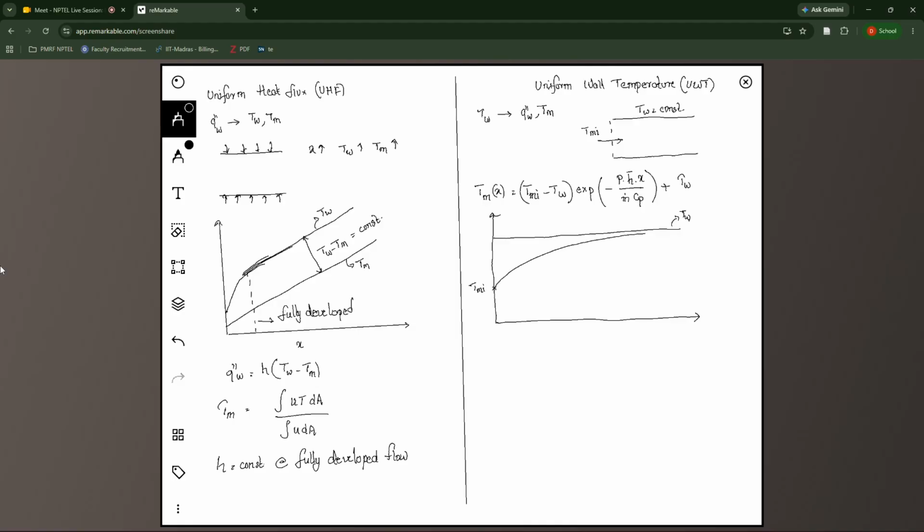This is my Tm profile. So what happens to my heat flux and the heat transfer coefficient? As we can intuitively understand, as we go further and further away, the temperature difference between Tw and Tm reduces, which means the fluid now has enough potential. So temperature you can think of as a potential to take heat from the walls.